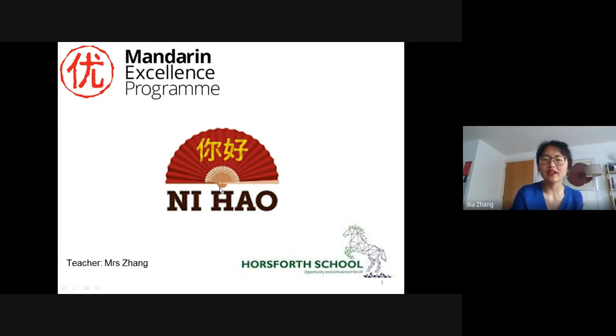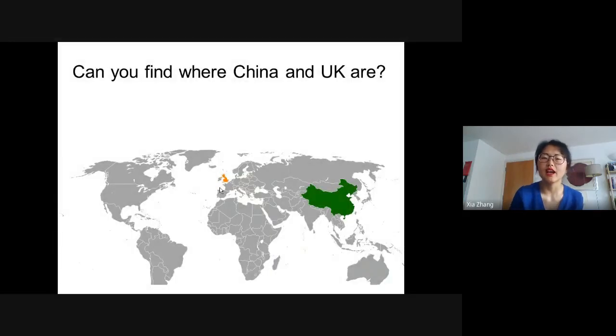Okay, so today I'm going to give you a brief introduction about Mandarin. Firstly, I'd like you to have a look at the map, trying to find where China and the UK are. Can you see where China is? It's around here, and the UK is this one. Can you compare the size between the UK and China? How far are they from each other? Spend one minute here trying to compare these two countries.